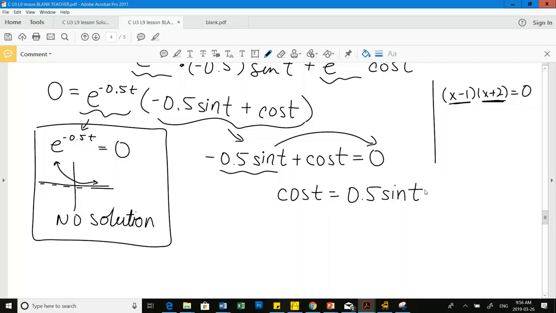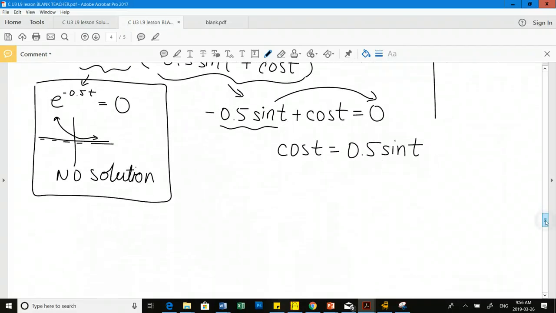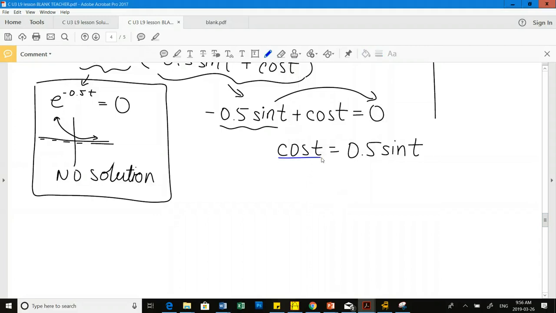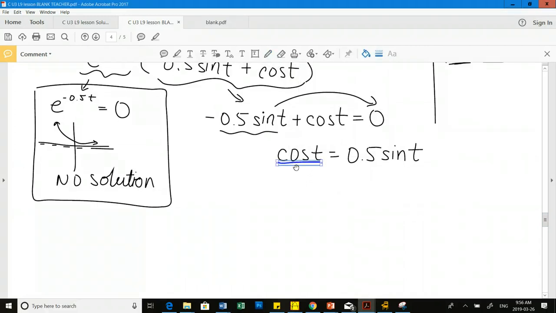I'm just moving to the other side of the equation here. Okay, in order to get rid of this cos t here, this is a little bit different than what we're used to doing, but I'm actually going to divide here. And you will see the reason why I'm doing that in a second.